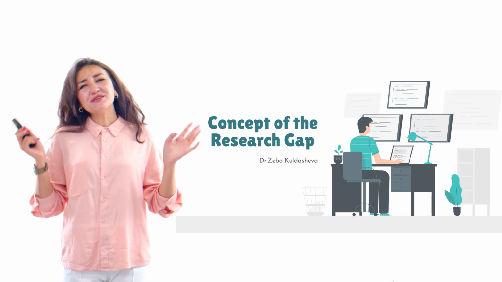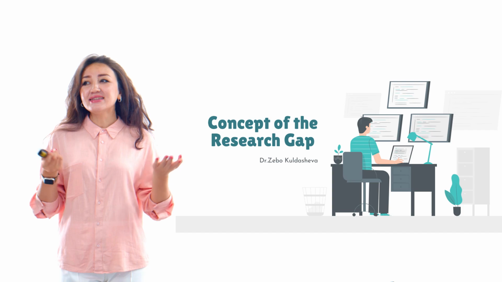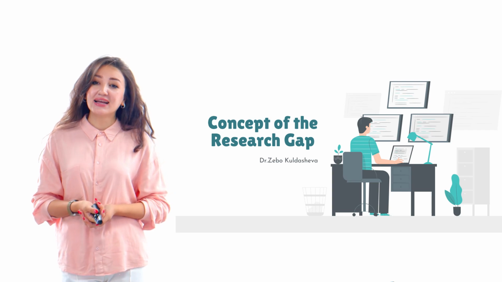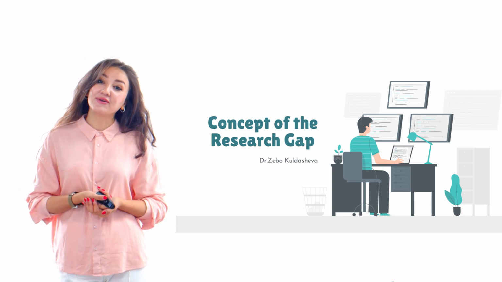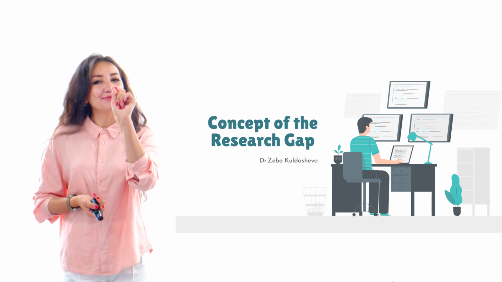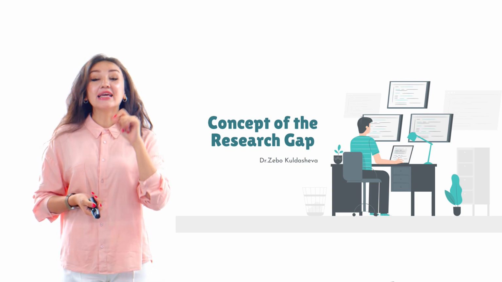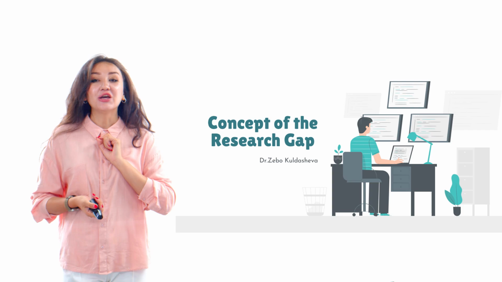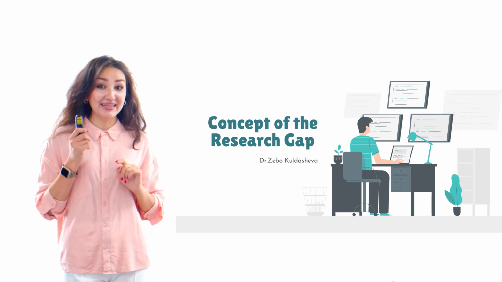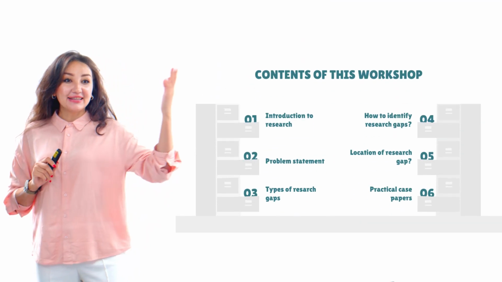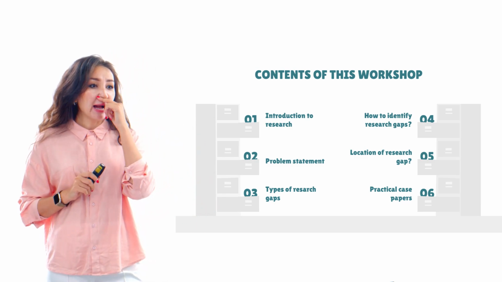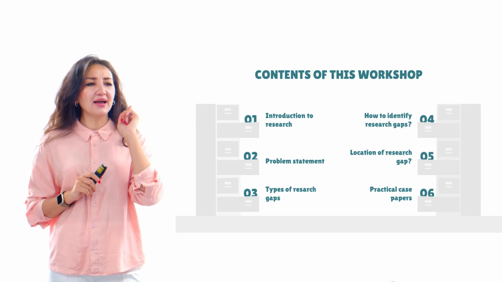In most cases, many scholars miss this part because they think it is not important. But as a scholar, and as an academic editor of the PLOS ONE journal, I would like to mention that the research gap is one of the most important sections to focus on if you want your paper to be published, and your research to be recognized and accepted by very good journals. Please focus on it. Today's contents are the introduction to the problems, research gaps, types, location of the research gap, and how to identify it.